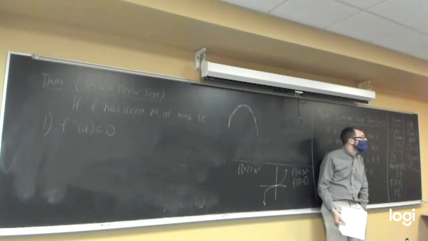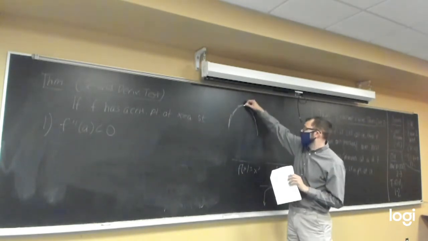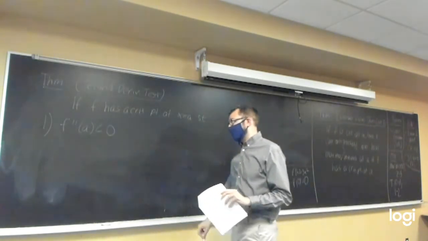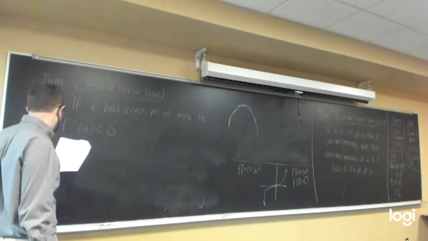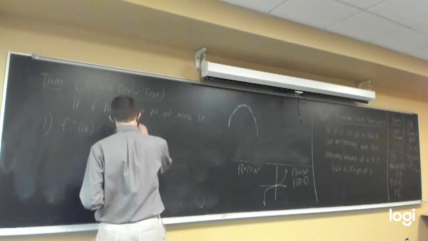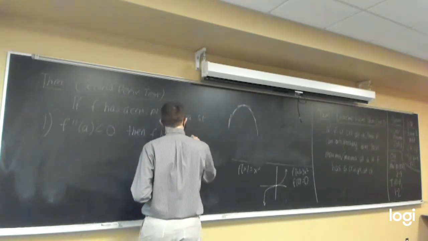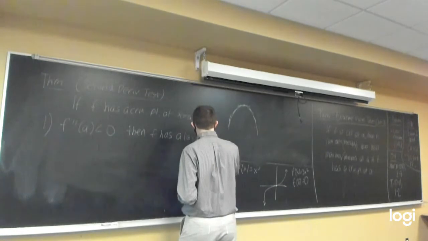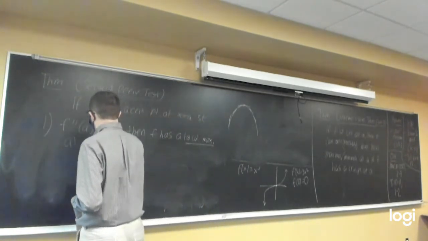Holly. It's going to give us a local max. A point like this, it's going to give us a local max on our graph. So if f has a critical point, and if f double prime of a is negative, then f has a local maximum at x equals a.